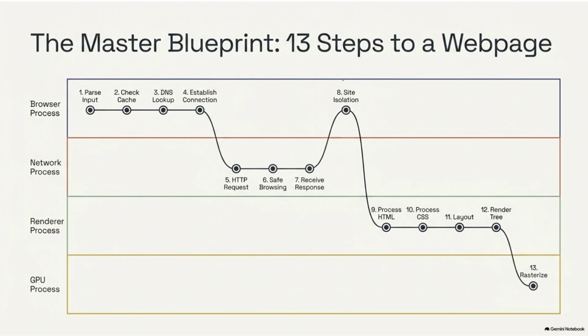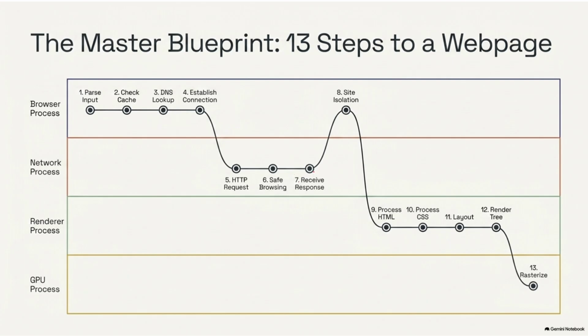So this is the master blueprint. Here we start with the browser process. It will first parse the input, then check the cache, then go for DNS lookup and establish the connection. Then it will come to the network process, because now that the connection is established, it will send the HTTP request via the network process. Then it will check safe browsing and receive the response. Here it will check the content type and receive the response from the server.